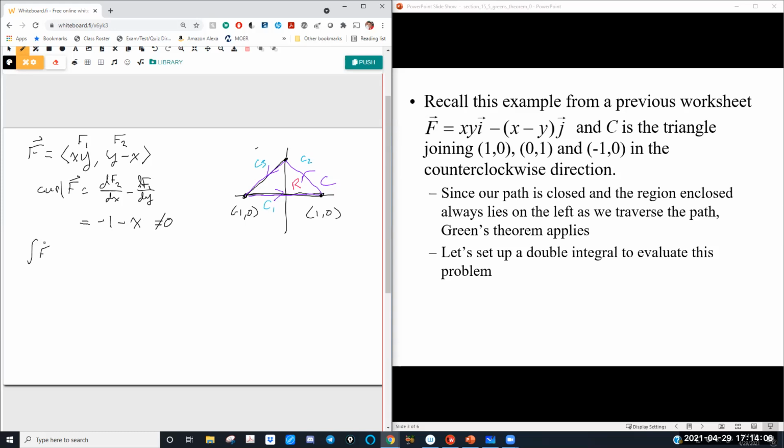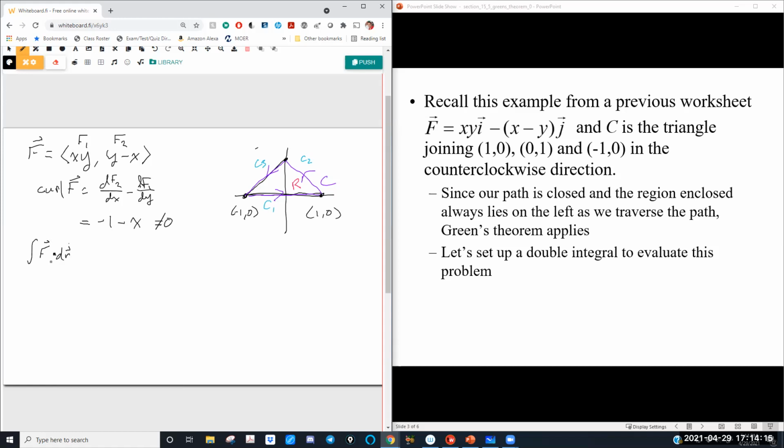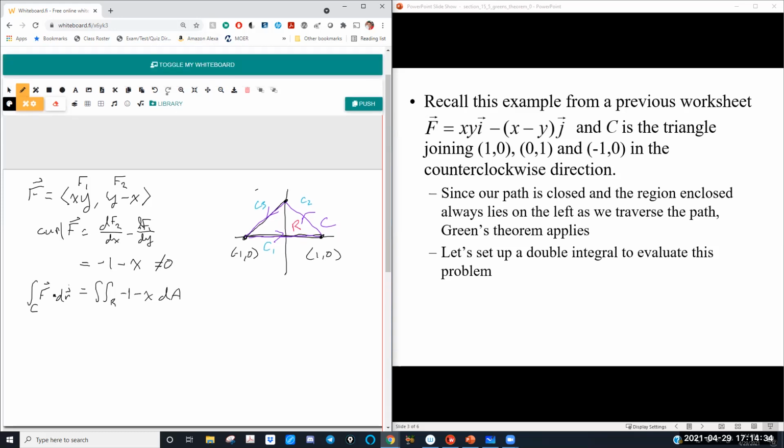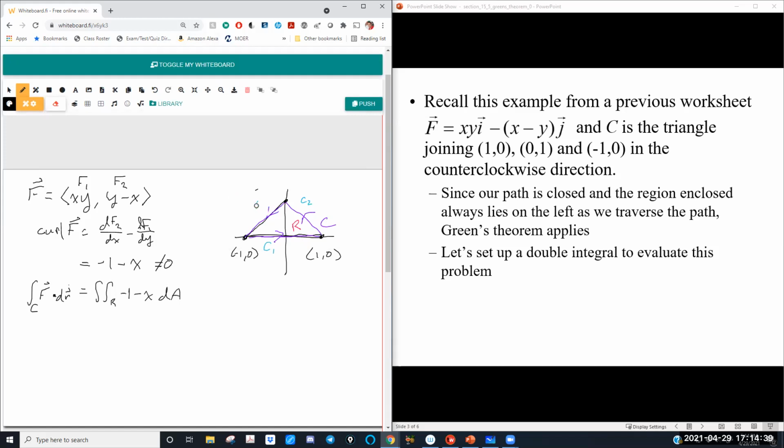But here's where we are so far. We're trying to calculate F dot dr. Remember that this notation means a line integral over our path C. Well, we're using Green's theorem. So a double integral over the region R of negative 1 minus x. And right now we'll just put dA because we haven't decided a direction yet. All right. That's basically all we're going to have left to do. Let me get these guys out of the way.